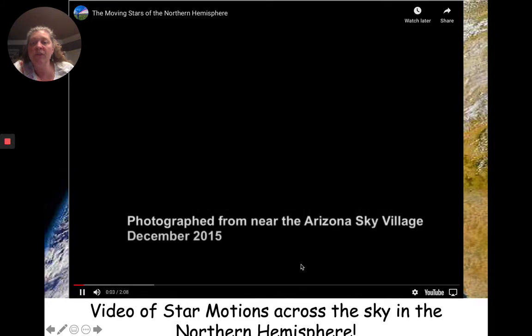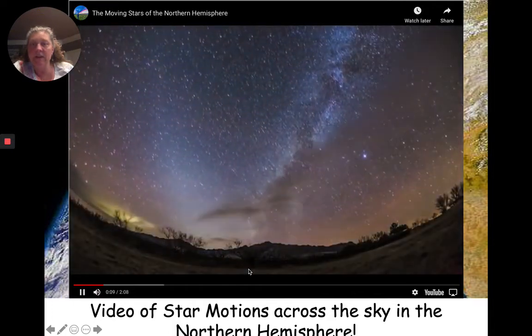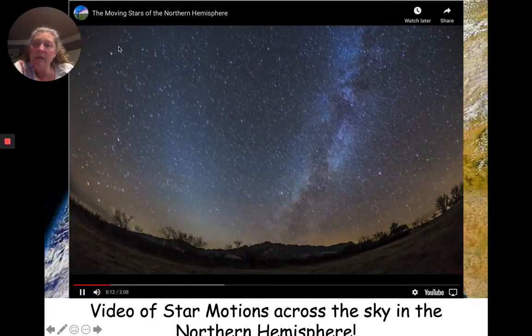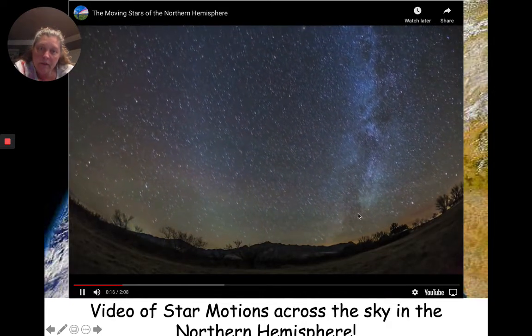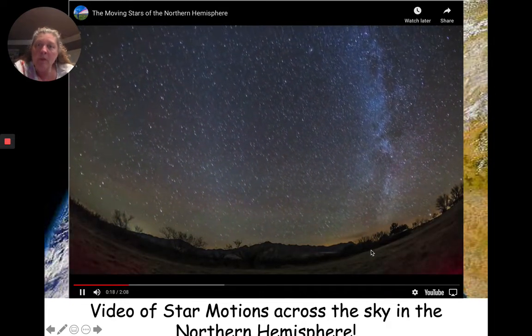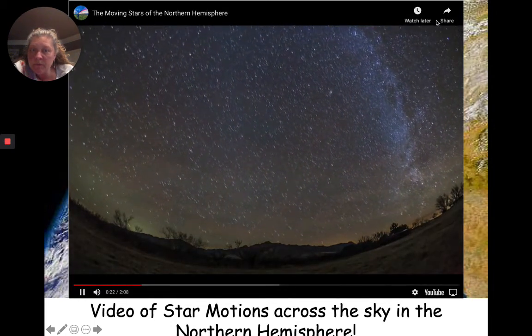These are the moving stars in the northern hemisphere. We're looking west now to the setting sky. So you see how the stars are coming from here and they're setting in the west. That's the Milky Way. We're facing west and we can't see Polaris. Polaris is somewhere up here.